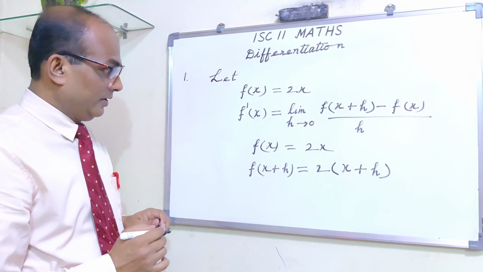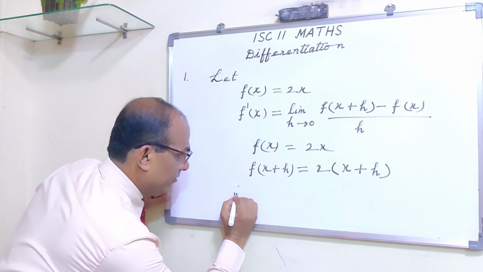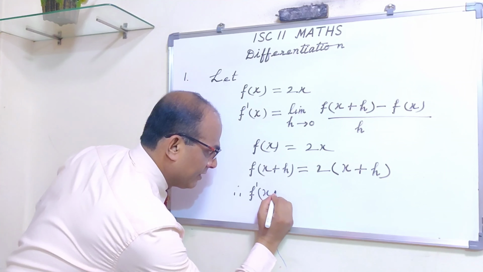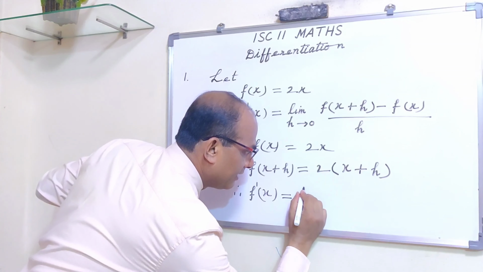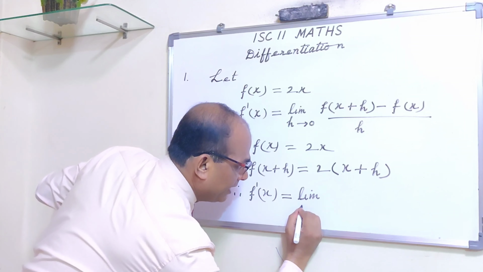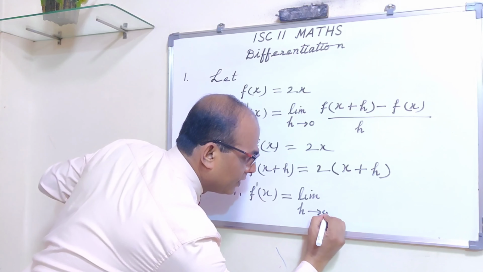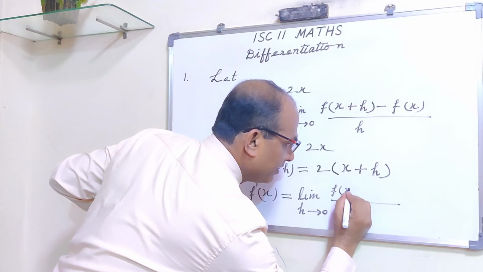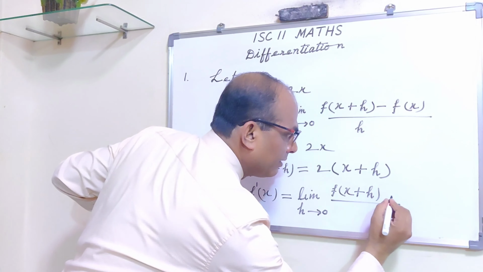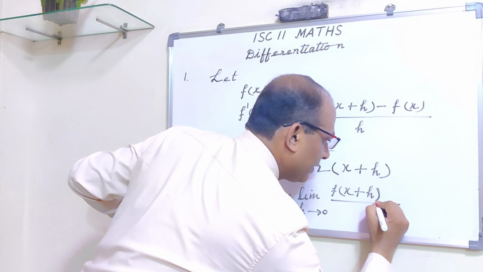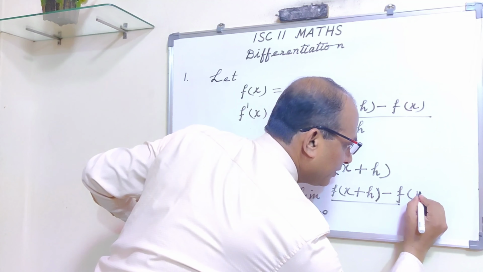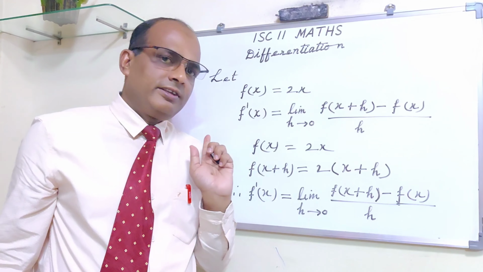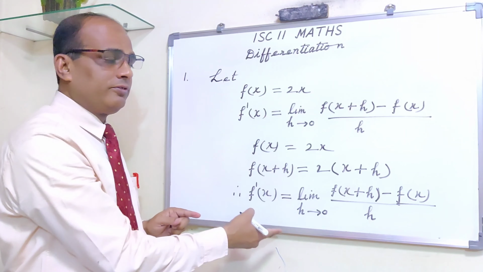Therefore f'(x) is equal to limit h tending to 0, f(x plus h) minus f(x) upon h. Fine. The same formula I've copied once again.